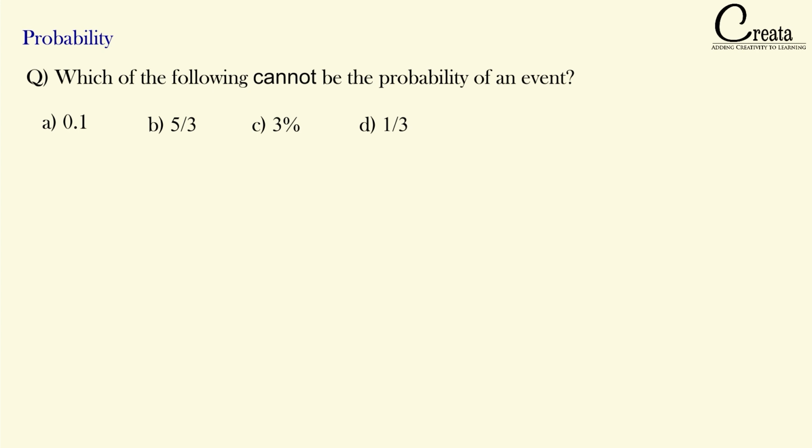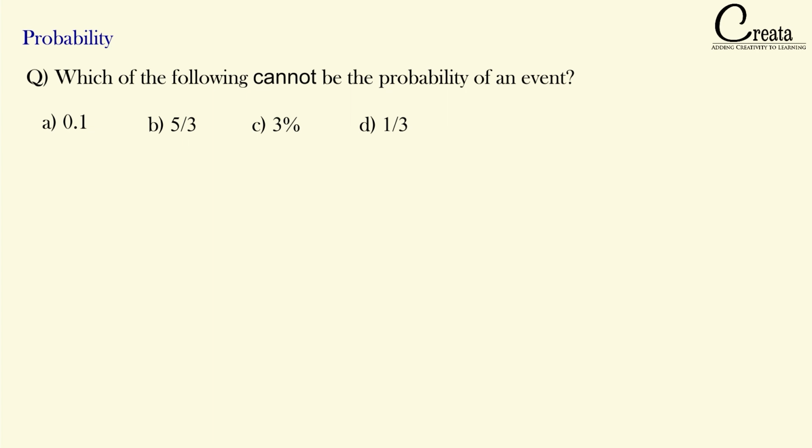So let's take this simple question. Which of the following cannot be the probability of an event? 4 choices are given and you have to tell which cannot be the probability. You can pause the video and think, and based on the basic fundamentals, you can solve this question. This is very easy.